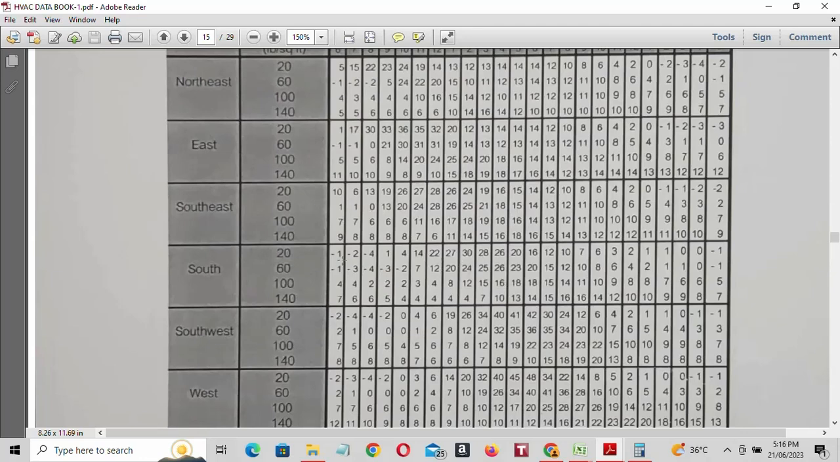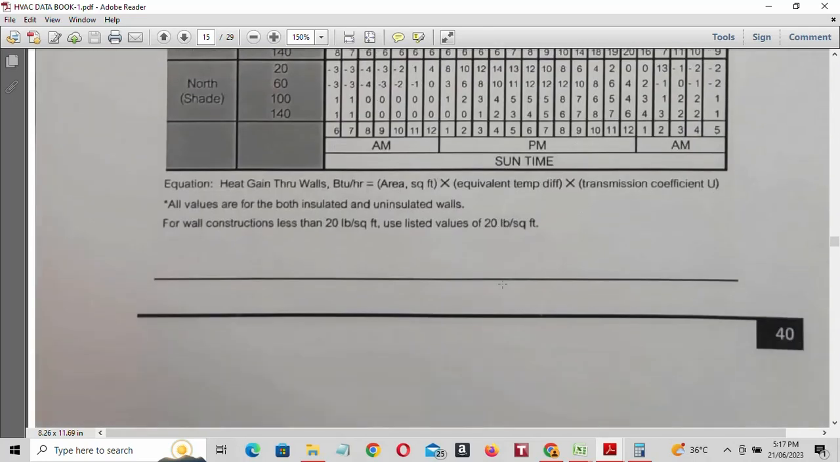Suppose if the building weight is 100, you have to take directly the 100, the highest value is 18, you have to take 18, okay, like that. So here we take the average, 26 plus 16, 42 divided by 2, 21. Plus this we have to add the correction factor.